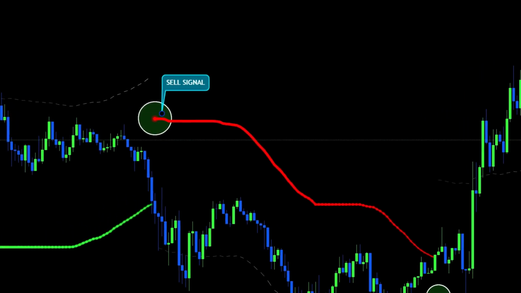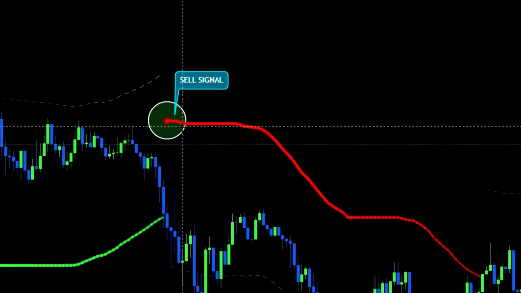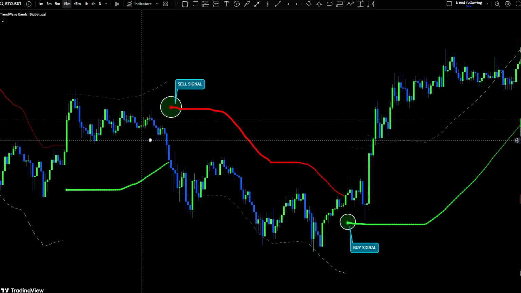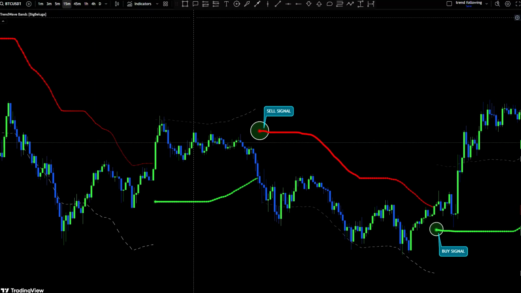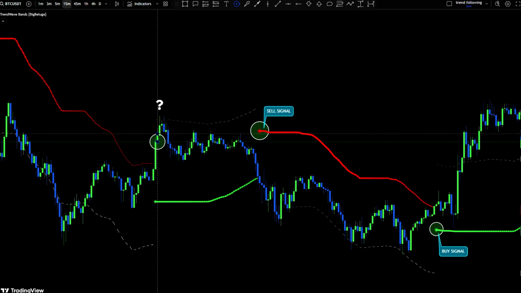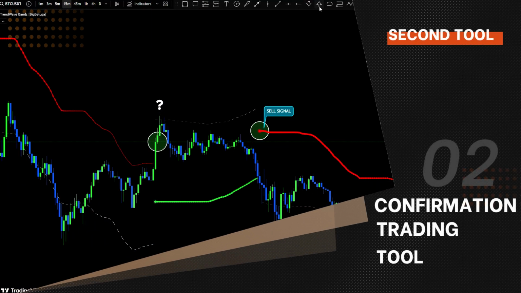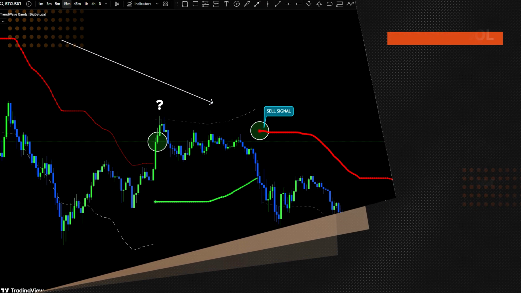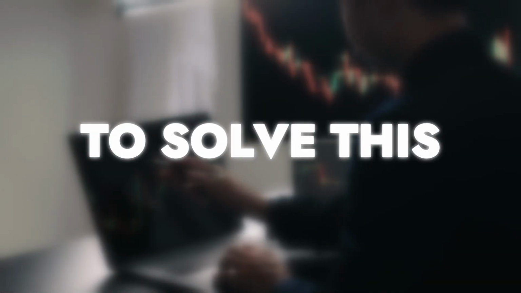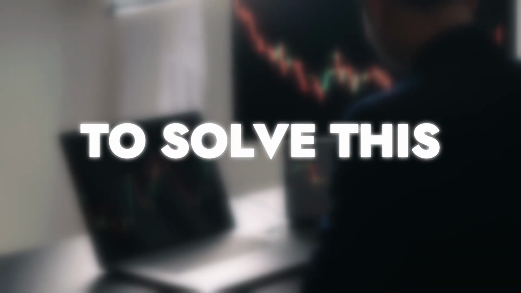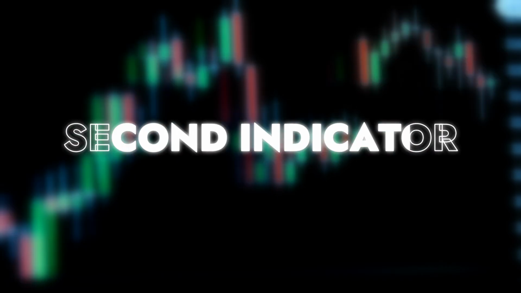But hold on a second, we can't just jump into trades based on that alone. Take a look at this example. Even though the overall market trend here is clearly headed down, the indicator still gives us a buy signal. See the problem? This is why we need a second tool to confirm our signals. We need to make sure we're always trading with the overall trend to avoid these false signals. So to solve this, some adjustments are definitely needed. And that brings us to our second indicator, the MACD4C.